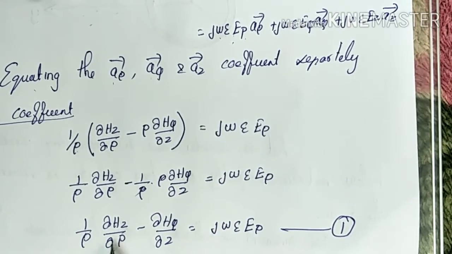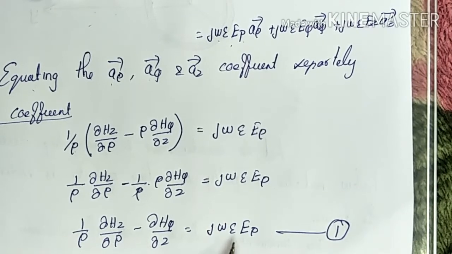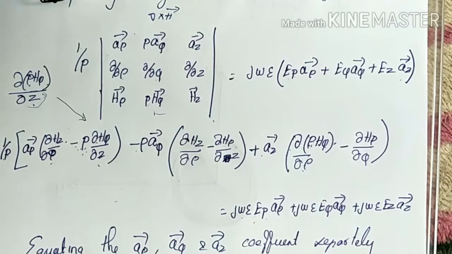1 by rho dou hz by dou rho minus dou h phi by dou z is equal to j omega epsilon into E rho vector. Take this as equation 1.